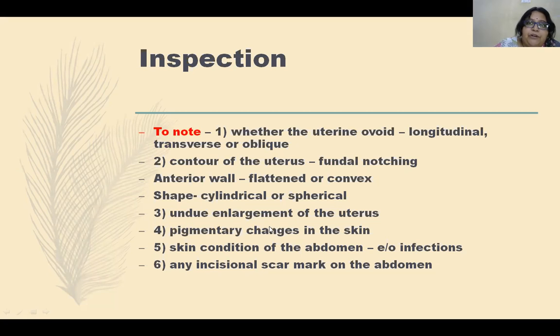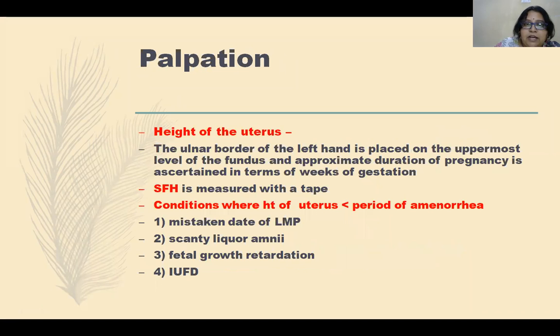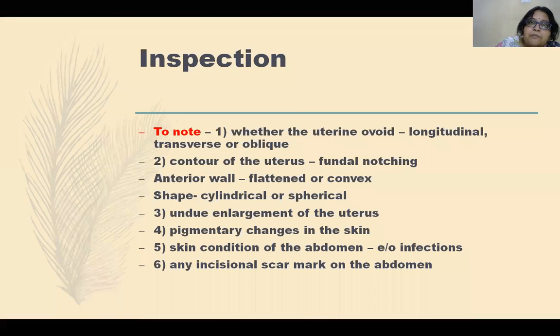You also have to note any undue enlargement of the uterus, which is seen in cases of polyhydramnios or twins. What are the pigmentary changes in the skin like linea nigra, striae gravidarum? Next, you have to look at the skin whether there are any infections or not, and any incisional scars, like a previous cesarean scar. And you have to look for the hernial sites. You have to inspect the abdomen for all this and whether all the quadrants of the abdomen are moving equally with respiration or not. You need to comment about all these things in inspection.